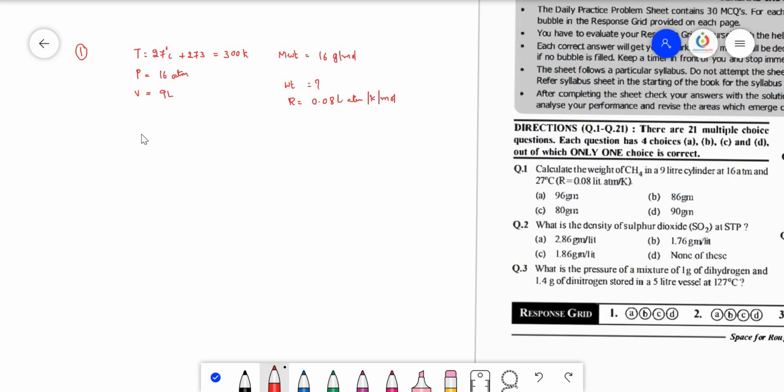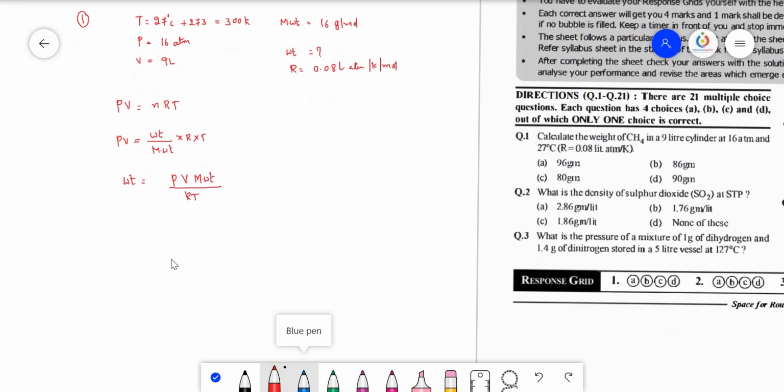per mole. So according to the ideal gas equation, PV equals nRT. Now PV equals n, meaning number of moles, so it is weight divided by molecular weight, into R into T. We need to calculate the weight. So weight equals PV into molecular weight divided by R into T.